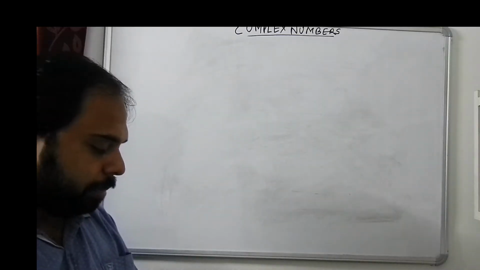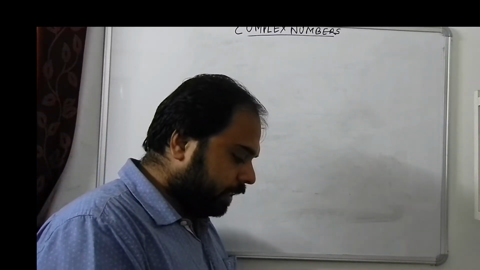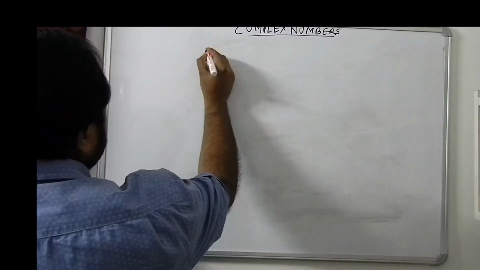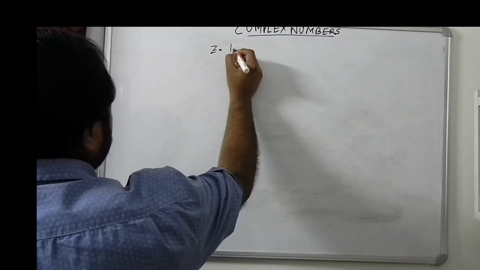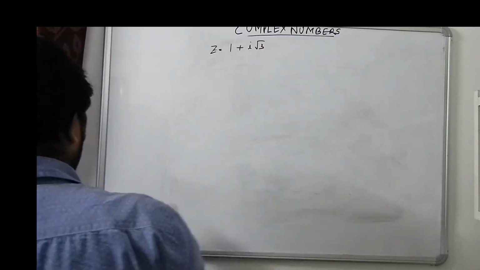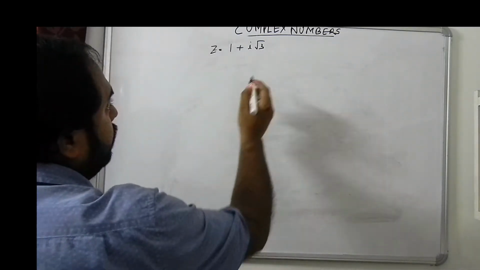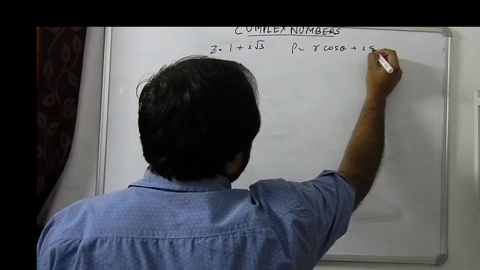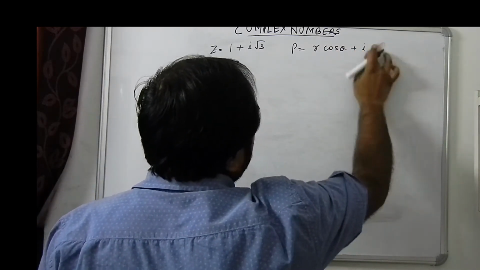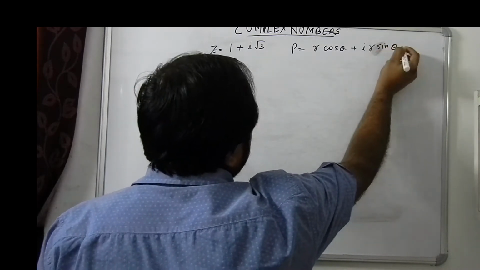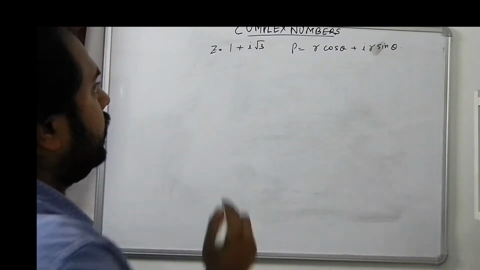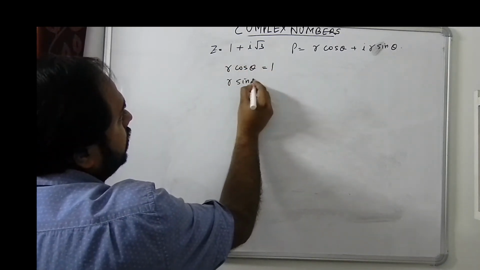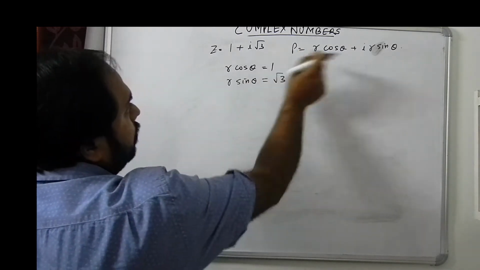So let me quickly take an example. It says, represent the complex number z is equal to 1 plus iota root 3 in the polar form. So I know the polar form is r cos theta plus iota r sin theta. So now if I compare these two forms, I know my r cos theta is equal to 1 and r sin theta is equal to root 3.